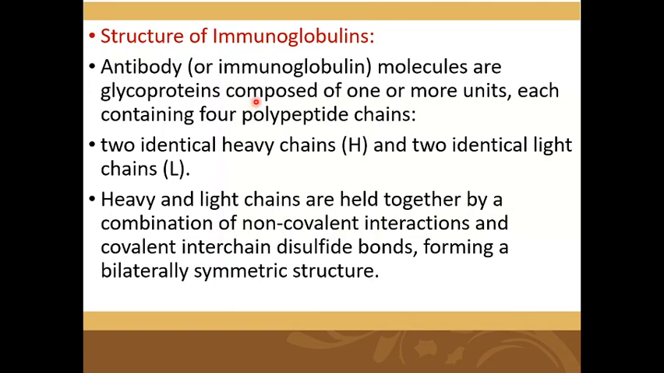Structure. Look, we talked about light chains, right? In Bence Jones protein, if you remember. Antibody or immunoglobulin molecules are glycoproteins composed of one or more subunits, each containing 4 polypeptide chains: 2 identical heavy chains, identical means similar, and 2 identical light chains. Heavy and light chains are held together by non-covalent interaction and also by the disulfide bonds.